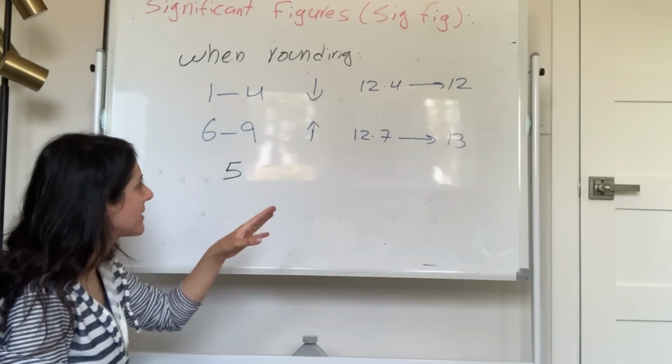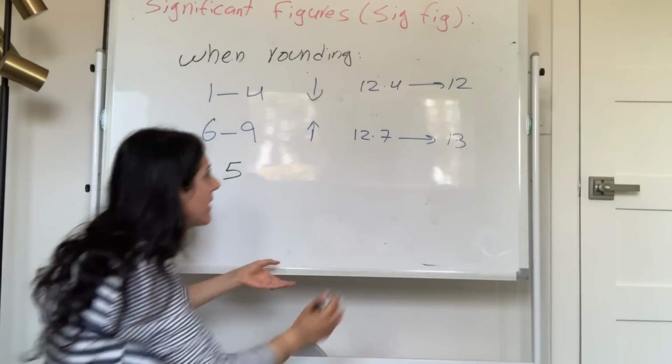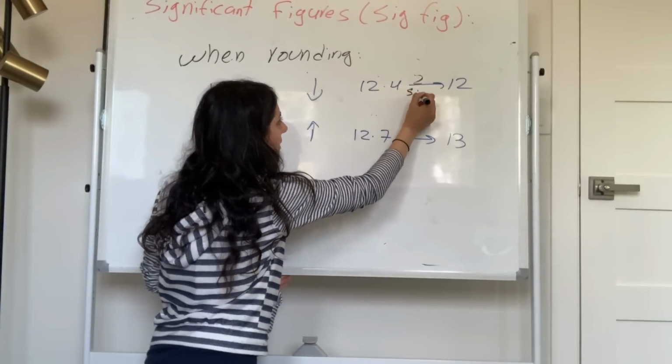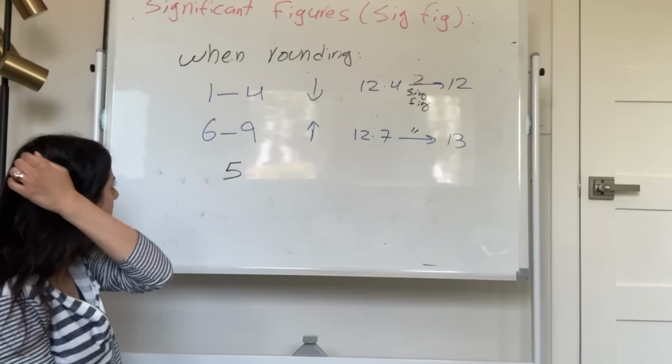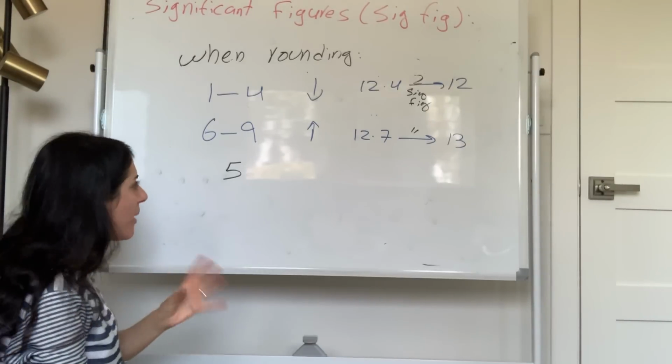1 to 4, you round down, so 12.4 would just be 12 if I want only 2 sig fig, right? And 12.7 would be 13. You round up. Now what happens if I have 5?